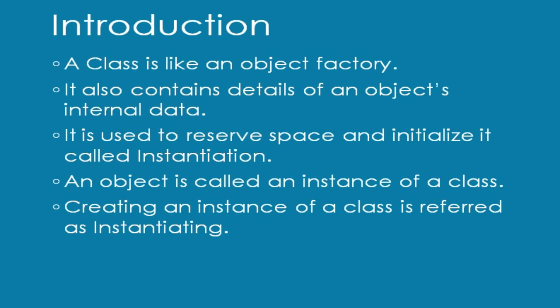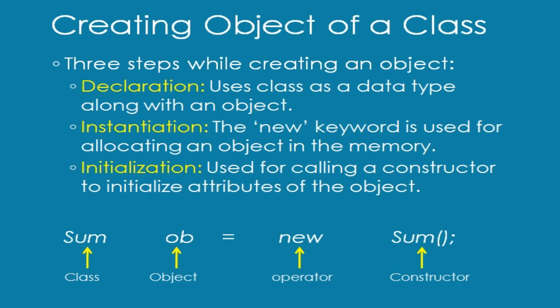It is used to reserve space and initialize it, called instantiation. So it reserves space in the memory. When you create an object, automatically it contains data members, that is variables. Each and every data member will have some size. That will be reserved in the memory, and this process is called instantiation. An object is called an instance of a class. Each and every object you call an instance. So when you create an object, you call it instantiating.